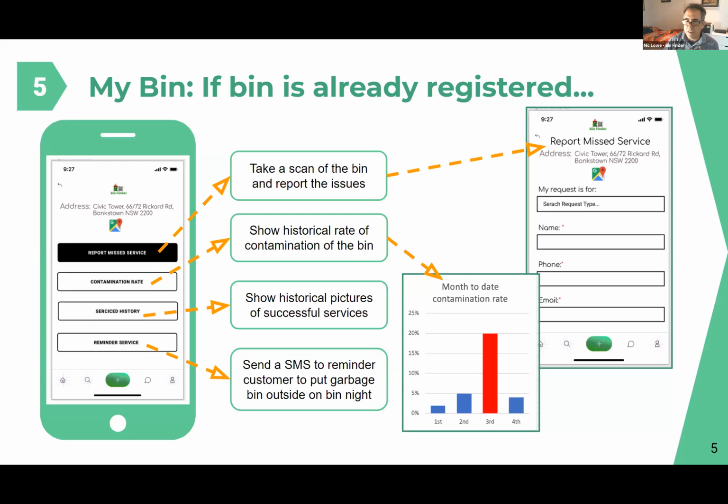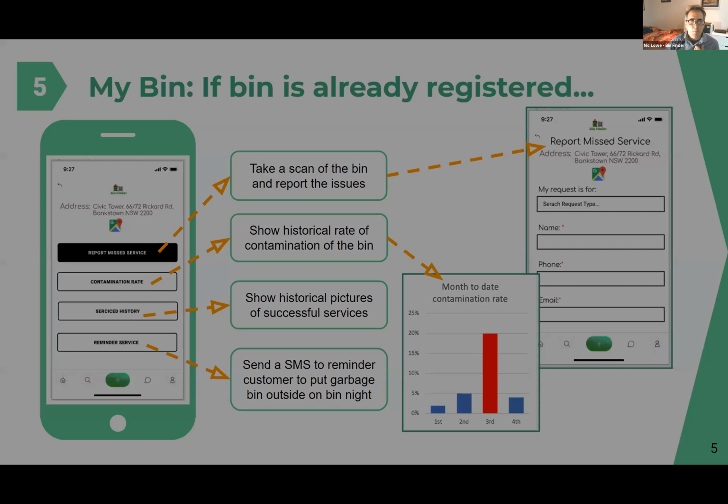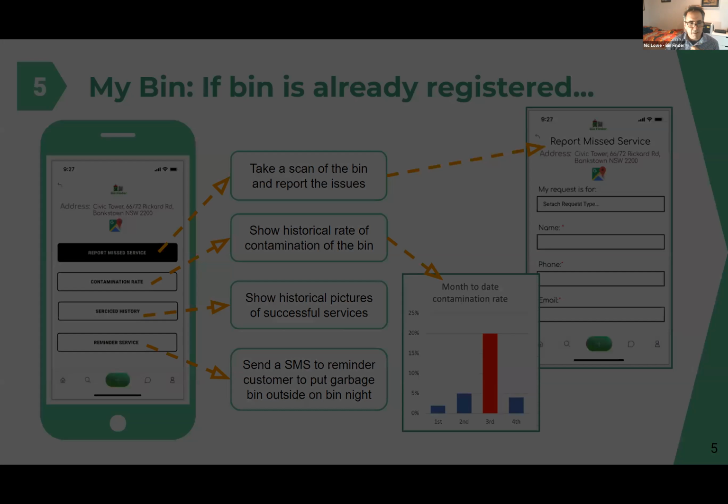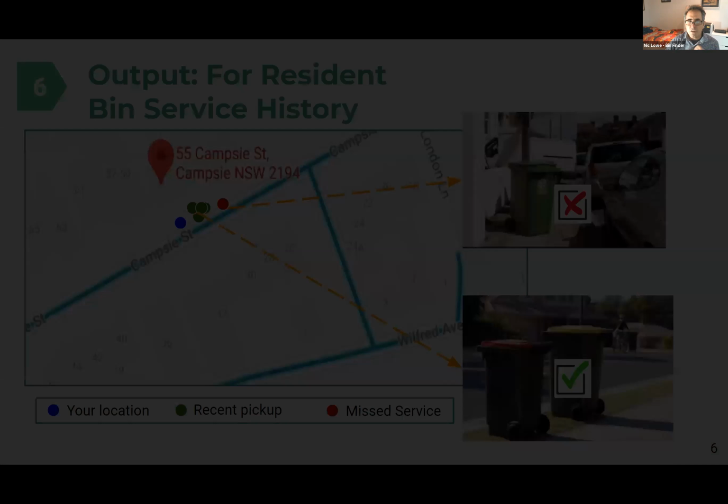And you can do interesting things like put an SMS reminder for the customer to put their bin out. So this is what a customer might see. Recent pickups here are in green, and you can see where the bin was when they missed the service. So this educates the customer so they know where to put the bin so that it will get served.